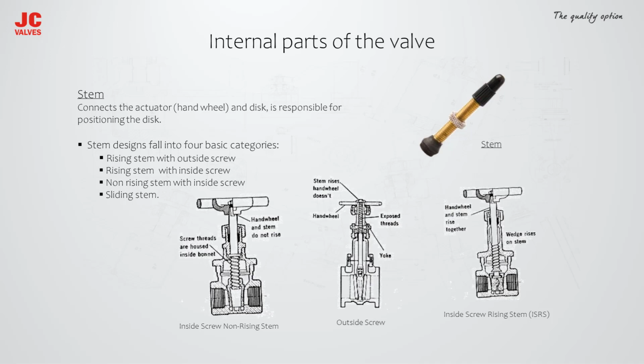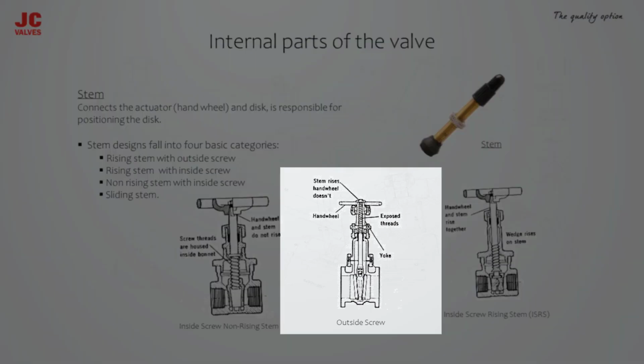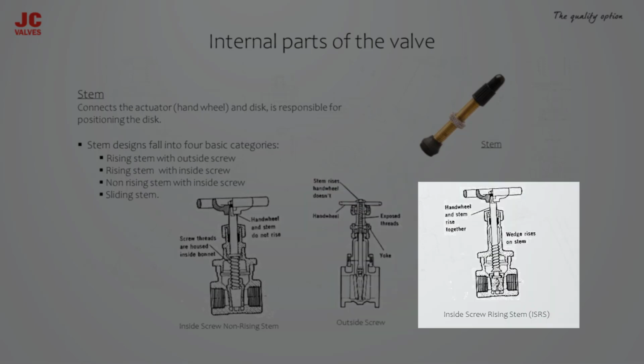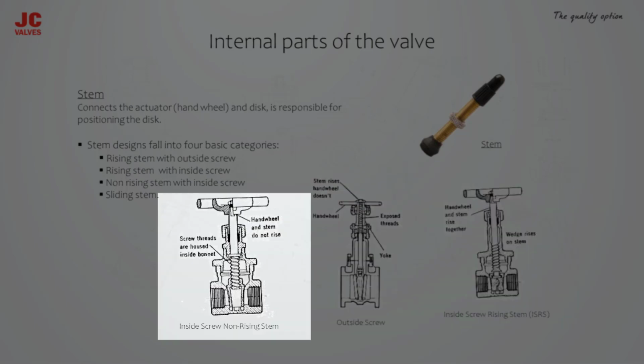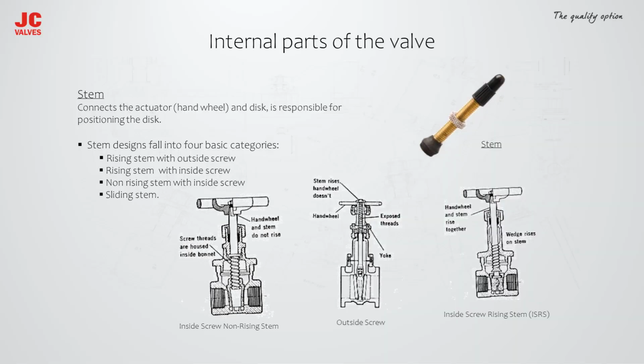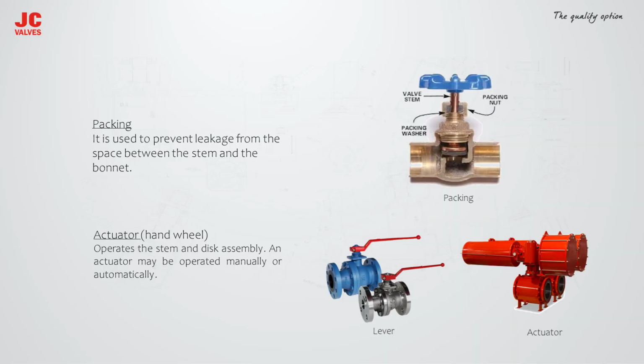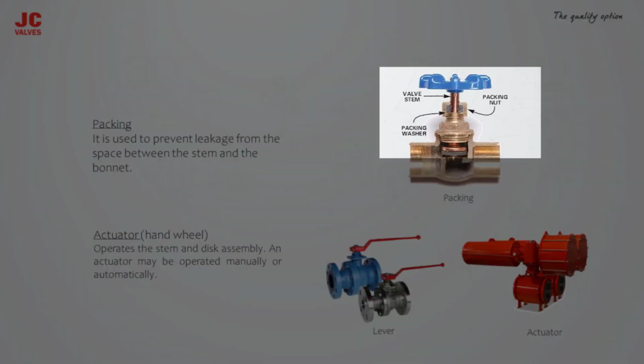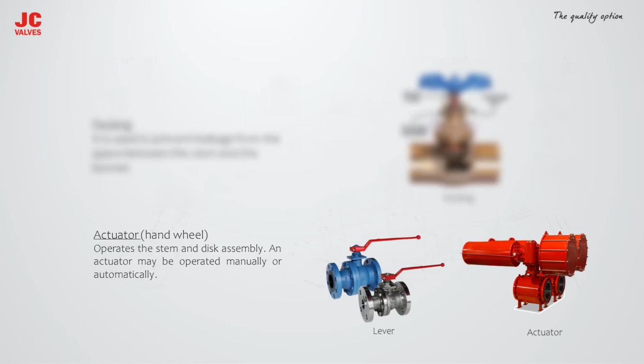The stem connects the actuator or handwheel and the disc, and is responsible for positioning the disc. Stem designs fall into four basic categories: rising stem with outside screw, rising stem with inside screw, non-rising stem with inside screw, and sliding stem. Packing is used to prevent leakage from the space between the stem and the bonnet. The operator or actuator operates the stem and disc assembly. An actuator may be operated manually or automatically.